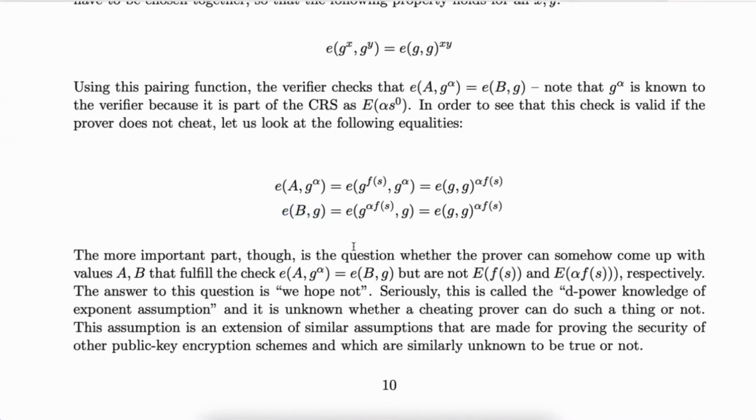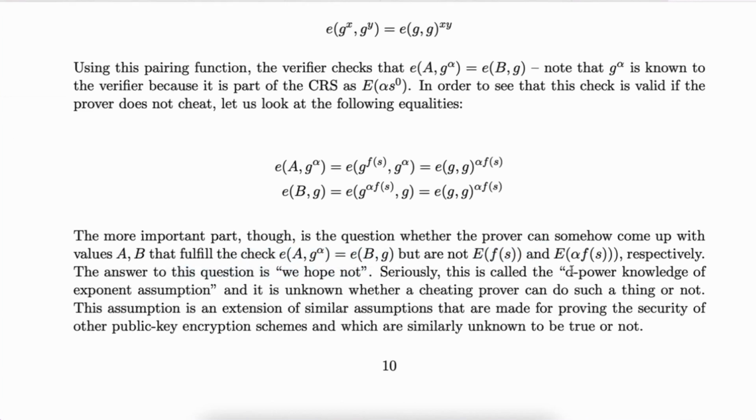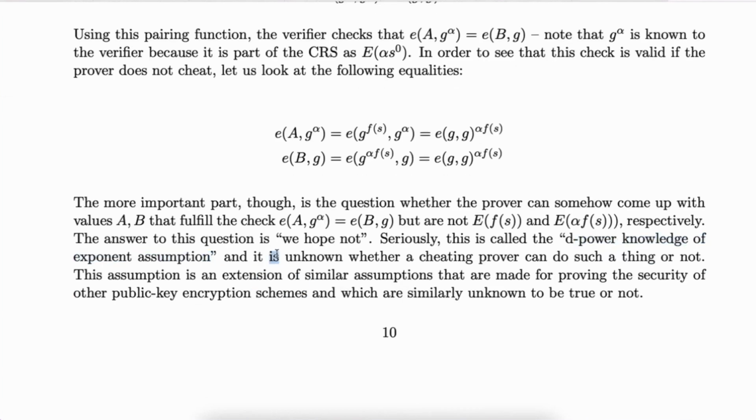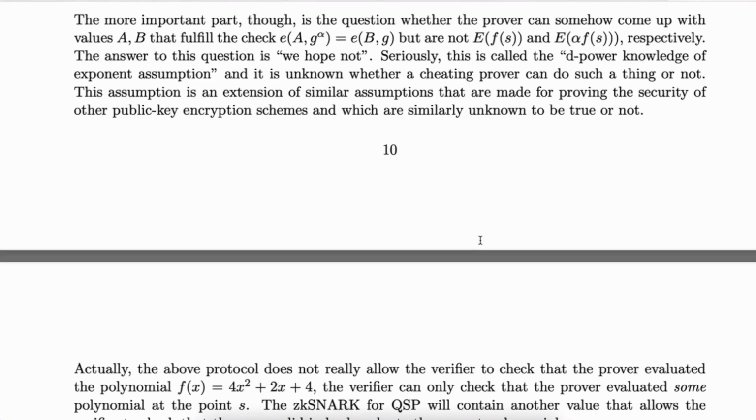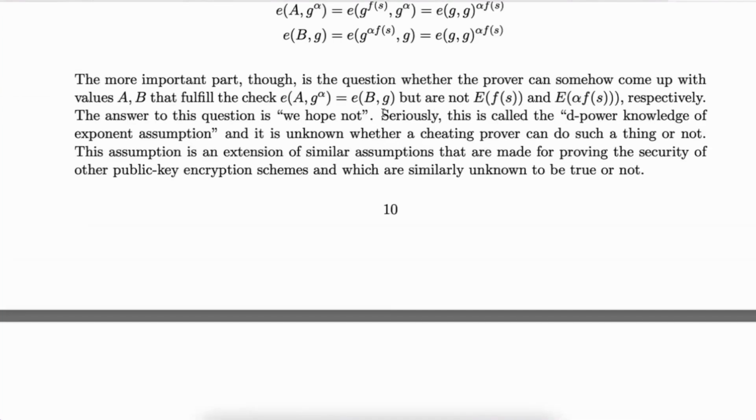The important part is the question whether the prover can somehow come up with A and B that fulfill the check but not. The answer to this question is we hope not. This is called the d-power knowledge of exponent assumption, and it is unknown whether a cheating prover can do such a thing or not. Why is this unknown? This seems like a vulnerability. I would like to check if it's still unknown. I'm going to quickly check it out.